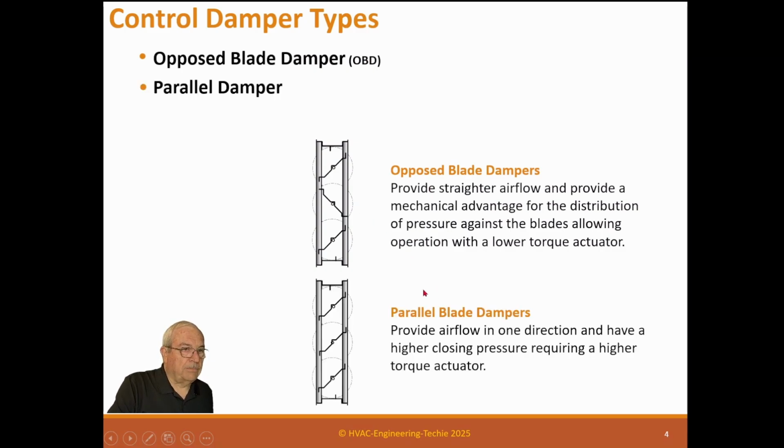This is a parallel blade. And of course in it, the blades are the same. It's just that the blades are all moved the same direction. So as this opens, this one opens, this one opens. Parallel blade dampers provide airflow in one direction and have a higher closure pressure requirement and a higher torque actuator. So what happens is, when this one closes, an OBD creates jets.